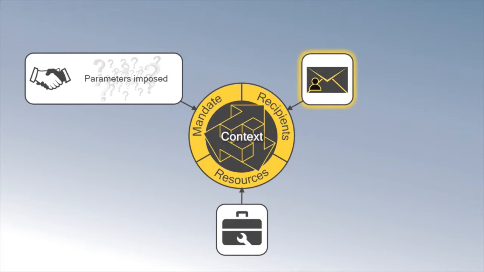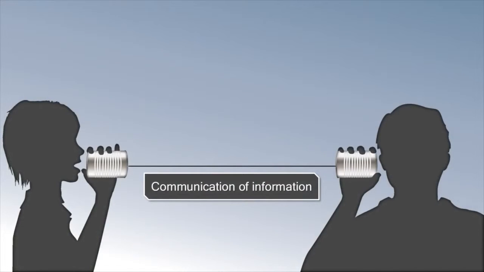Let's continue with the recipient's axis. Any activity involving communication of information implies at minimum a sender and a recipient. In the case of a presentation that you have to do for a course, you are the sender and the recipients are usually your teacher and your classmates.